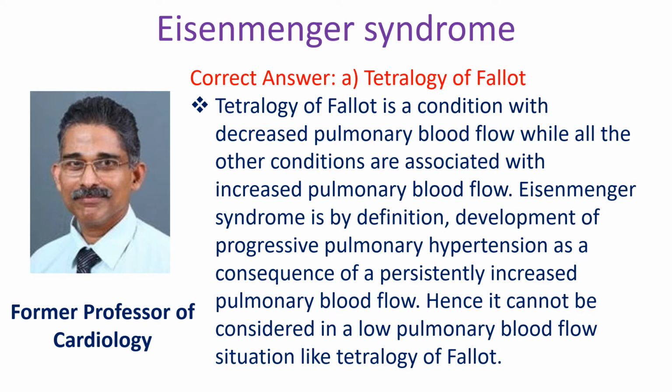Tetralogy of Fallot is a condition with decreased pulmonary blood flow, while all the other conditions are associated with increased pulmonary blood flow. Eisenmenger syndrome is by definition development of progressive pulmonary hypertension as a consequence of a persistently increased pulmonary blood flow. Hence, it cannot be considered in a low pulmonary blood flow situation like Tetralogy of Fallot.